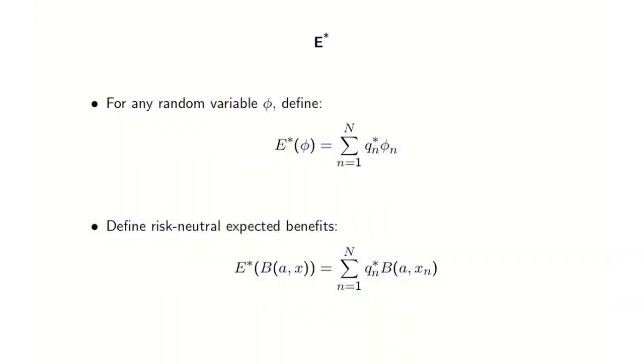So now I'm going to define my random variable, an E star operator, the risk neutral expectation. How am I going to do that? You give me any random variable that depends on Xn, and I can take the expectation by just multiplying each realization by Q star and then averaging, adding up. And these are my risk-neutral expected benefits.